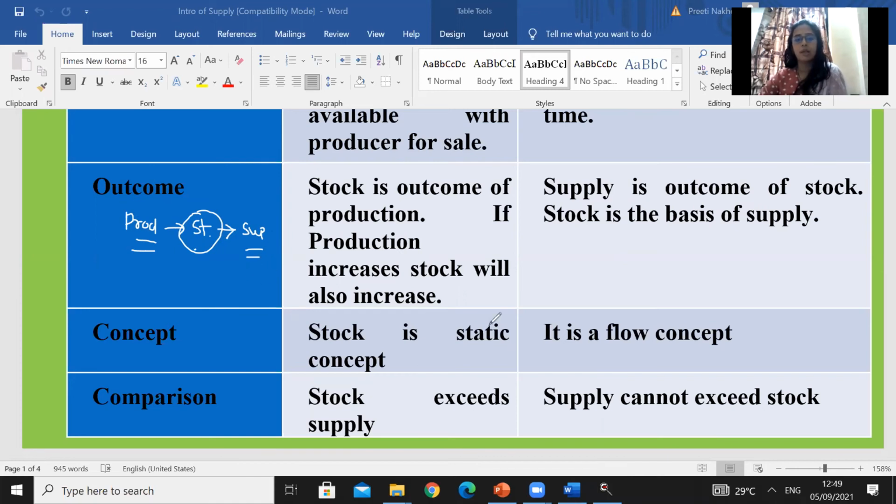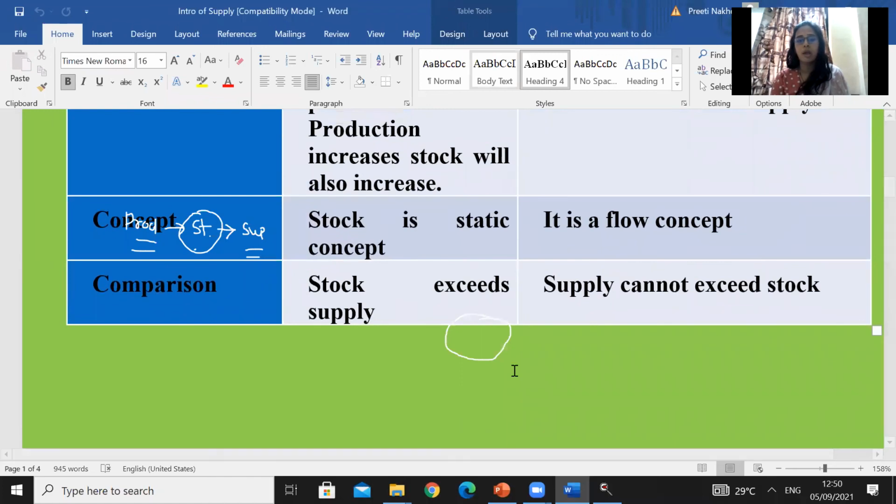Concept, static concept म्हणजे काय? स्थिर. Not that much variation takes place. खूप काही चेंजेस होत नाही स्टॉक मध्ये. बट सप्लाय इज अ फ्लो कन्सेप्ट. फ्लो कन्सेप्ट म्हणजे कंटिन्युअसली मूव्ह होणार आहे, स्टॅटिक नाहीये. Next, stock can exceed supply and supply cannot exceed stock. As I told you, if there is stock, then only you are able to supply. So obviously stock is more than supply. But one more thing we have seen, that in case of perishable commodities, stock is equal to supply. But in case of durable goods, it is more than supply.